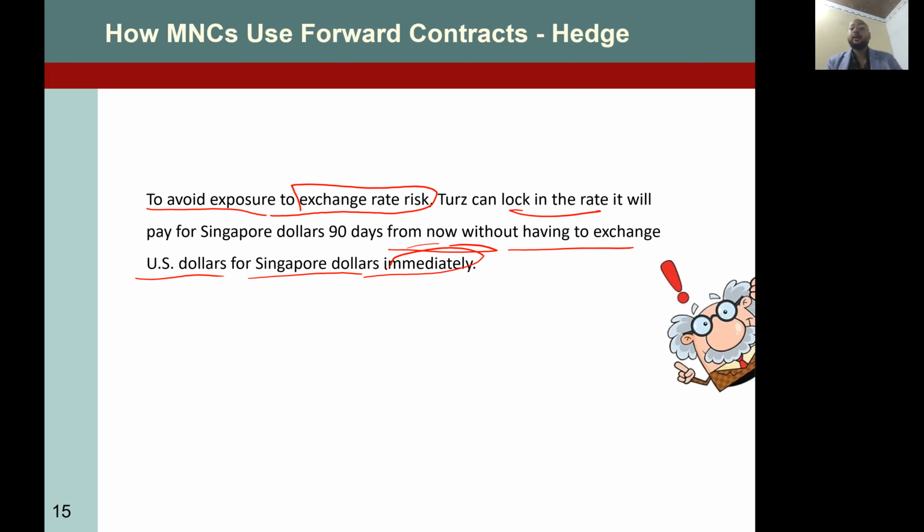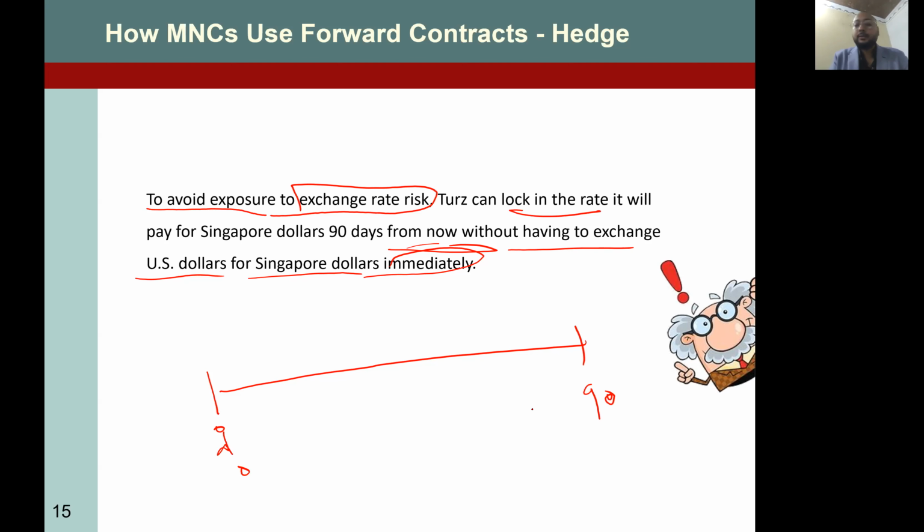Rather, immediately you convert the dollar, then keep it with yourself because you don't have the cash right now. The cash will come to you after 90 days, and then you will be converting your dollar into Singaporean dollar. So it's better to have a contract. Which contract? Forward contract.